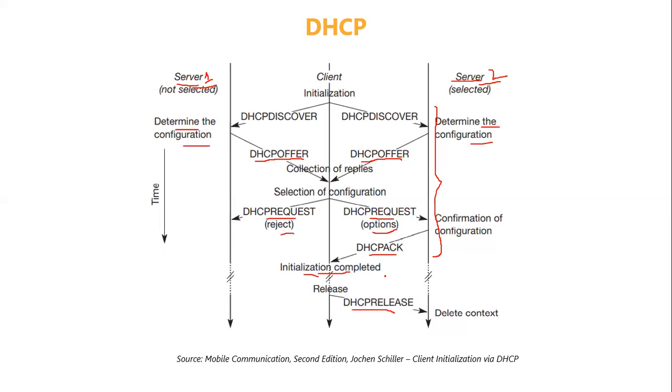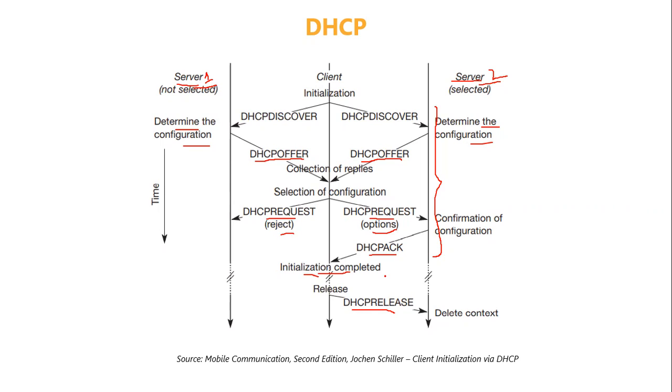DHCP is a good candidate for supporting the acquisition of care of address for mobile nodes. The same holds for other parameters needed. Not only care of address, for getting other parameters also DHCP is a good candidate, such as the address of the default router, DNS server, time server, etc.